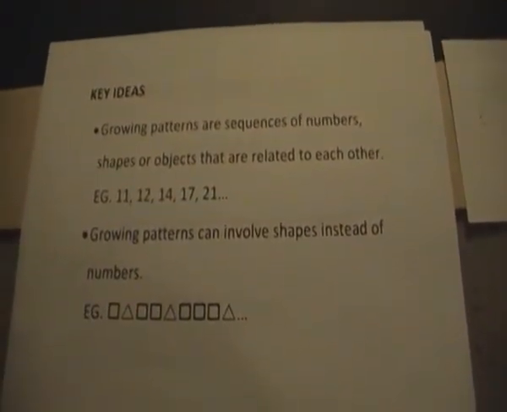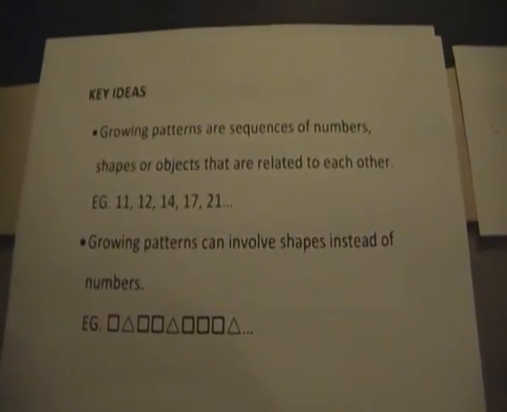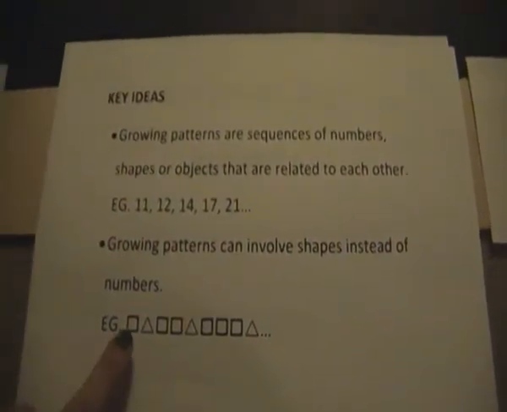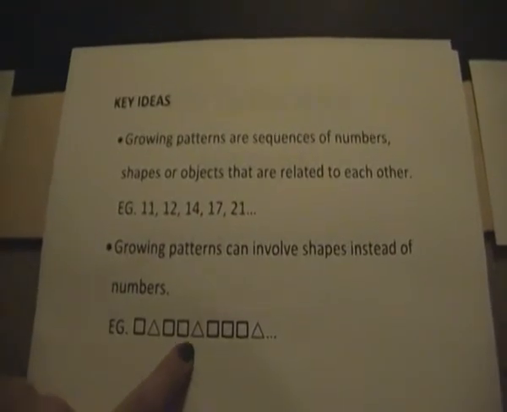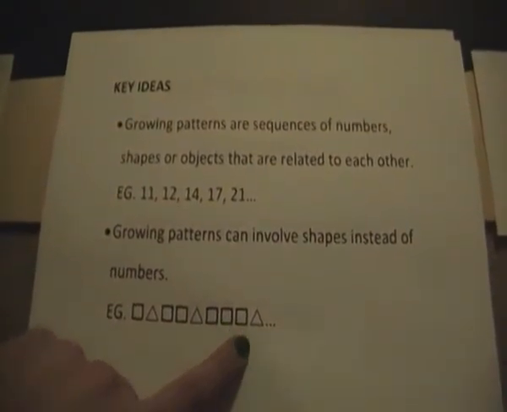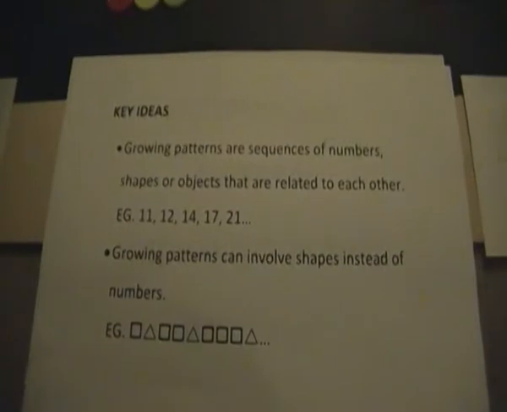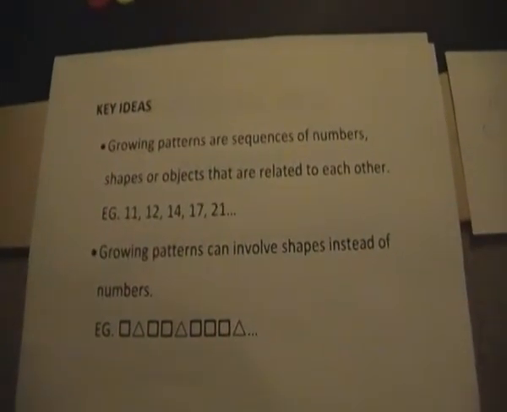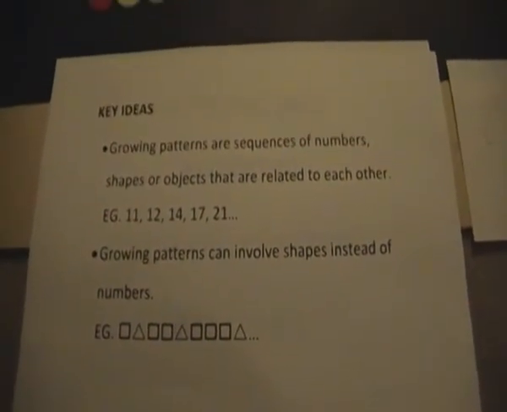Another growing pattern could include shapes instead of numbers. So here we have square, triangle, square, square, triangle, square, square, square, triangle. The only thing that matters is that the pattern grows as it continues.